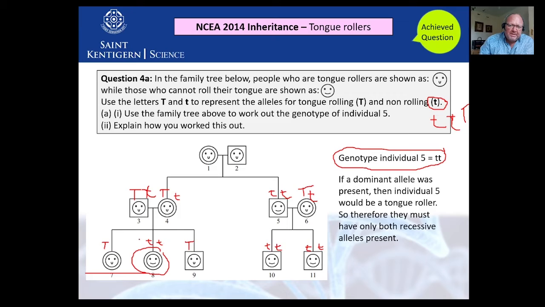Okay. And if she, for instance, was a homozygous non-tongue roller, we would have seen it in the phenotype. So that's why the phenotype shows us that they have to have a dominant, whereas the offspring's phenotype tells us that they have to each give at least one recessive, so they have to be heterozygous.